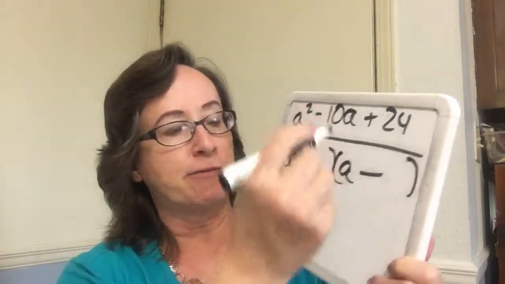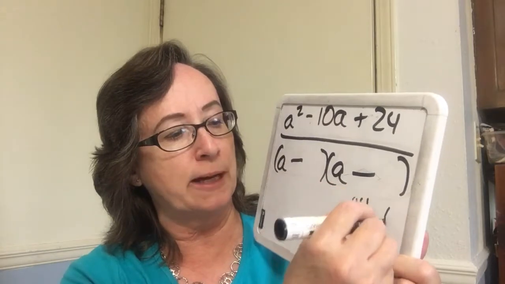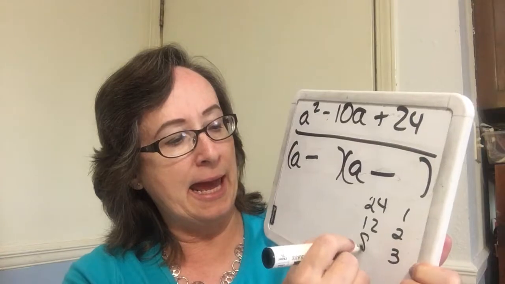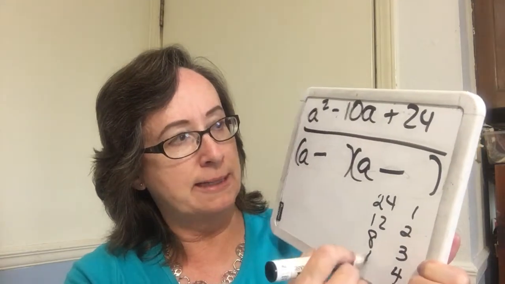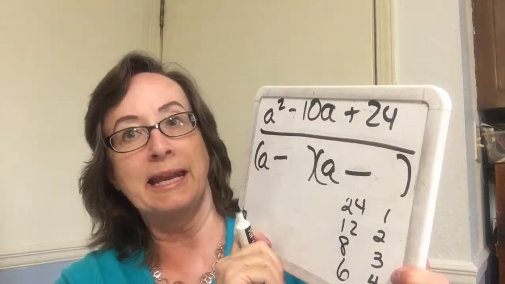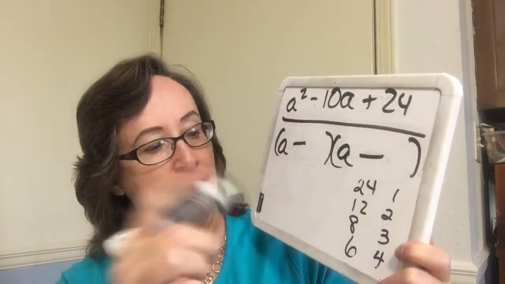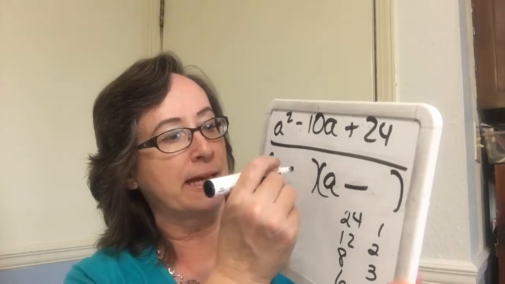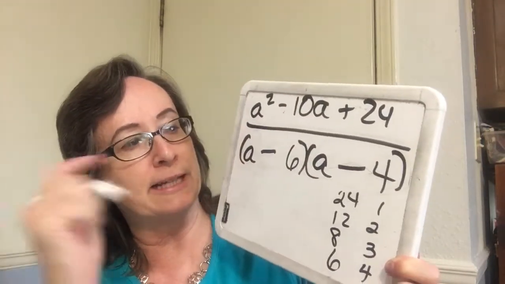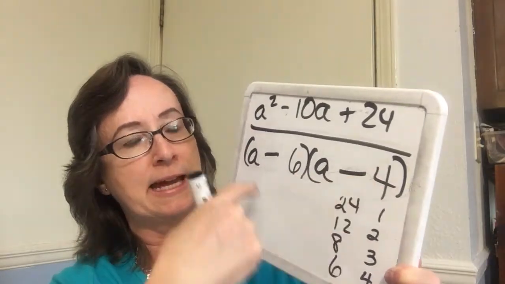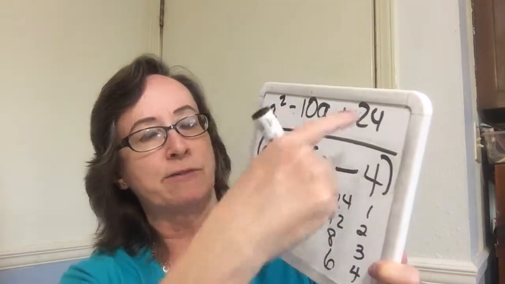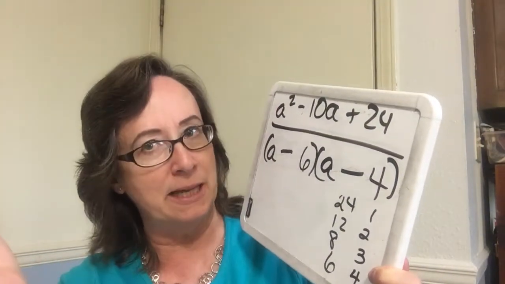So I'm looking for factors of 24: 24 and 1, 2 and 12, 3 and 8, 4 and 6. Okay, so those are my factors of 24, and I'm looking for a sum of 10. So 6 and 4 has a sum of 10, so minus 6, minus 4. When I FOIL that together, I do get a negative 6a, a negative 4a gives me the negative 10a in the middle. I get a positive 24 on the end, and I am done.